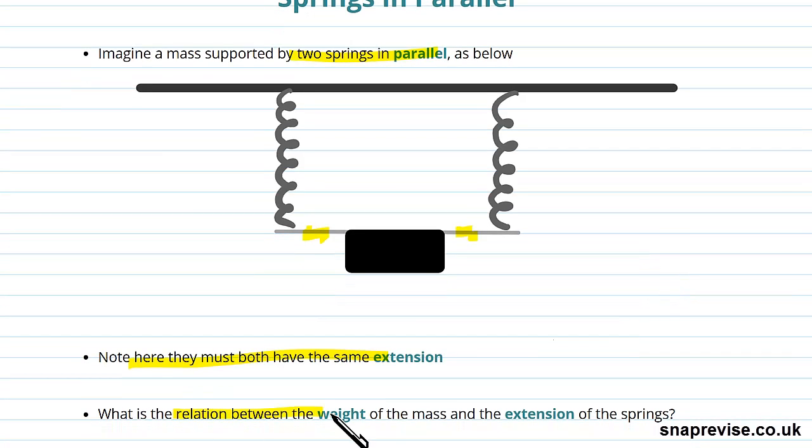So what is the relation between the weight of the mass and the extension of the springs? So what do we need to do? We're going to go through and write down the things we need for these springs, which remember is their spring constant and their extension. And then from that we can work that out.